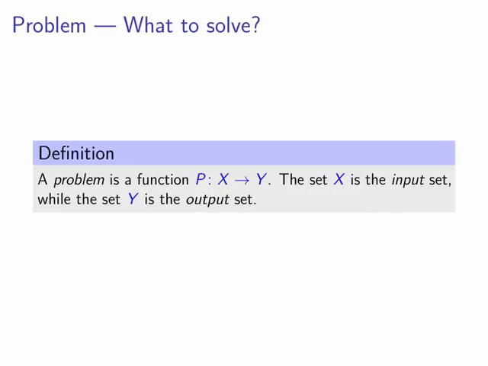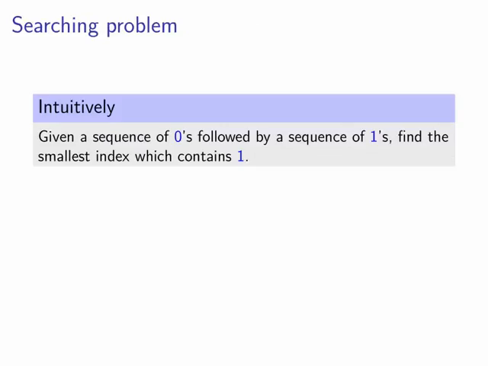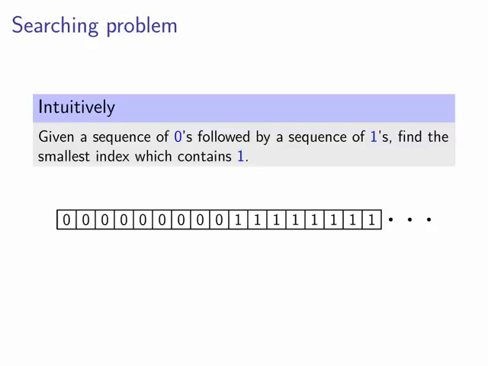Let's begin. A problem is a function from a set X to a set Y. The set X is the input set, while the set Y is the output set. Here's an example of a problem, a searching problem. Given a sequence of zeros followed by a sequence of ones, find the smallest index which contains 1. Here's such a sequence.